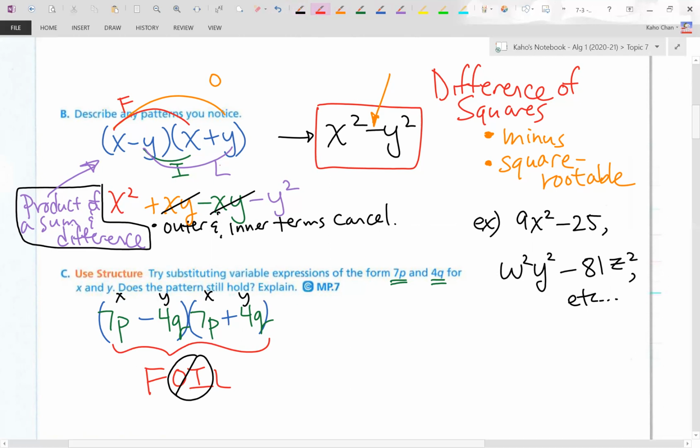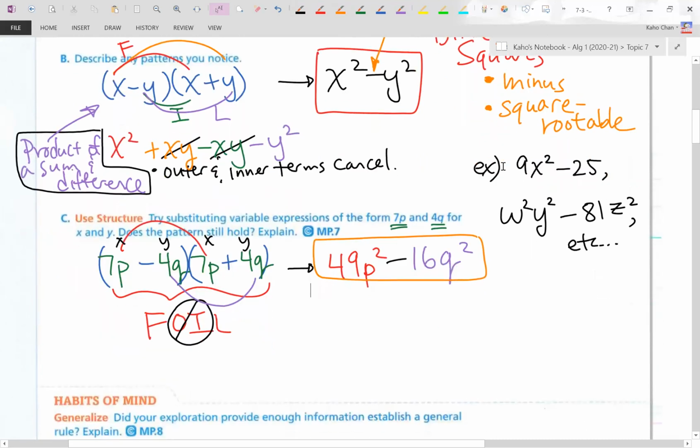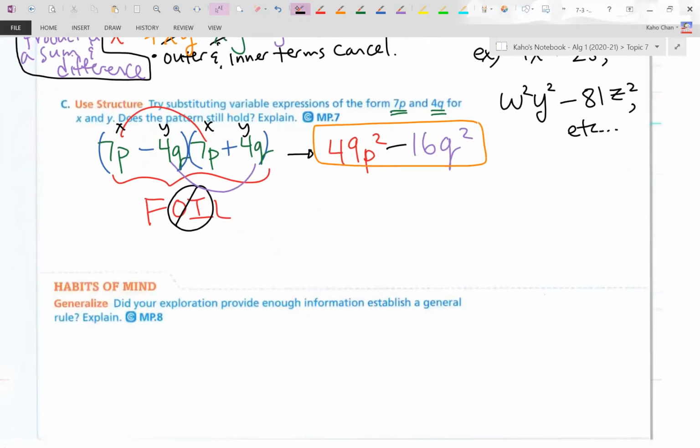That's easy. Right there. 7p times 7p is 49p squared, minus the last terms. 4q times 4q is 16q squared. Ding, ding, ding. You can skip the inner and the outers. That's it. So we get certain patterns when we multiply certain types of polynomials, binomials in this case. Here it was a product of a sum and difference, a negative and a positive, right? All right. Let's skip the habits of mind at the bottom.